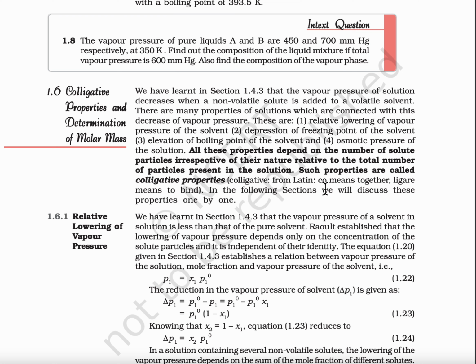Colligative from Latin: co means together, ligare means to bind. In the following sections, we will discuss these properties one by one.